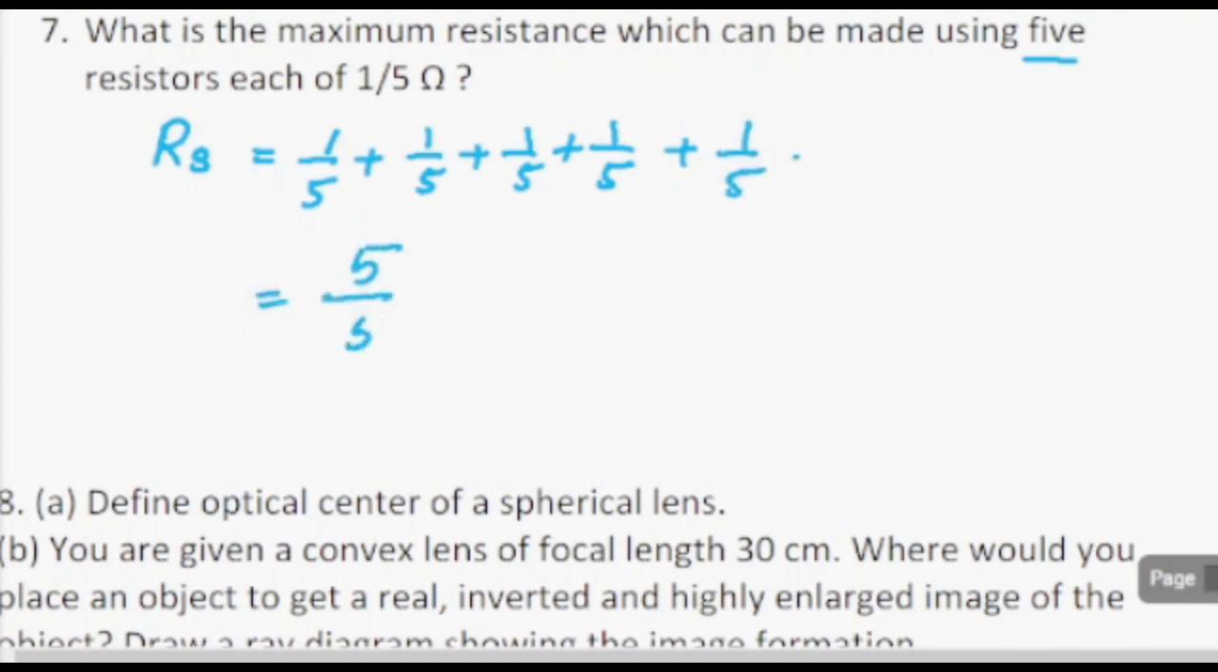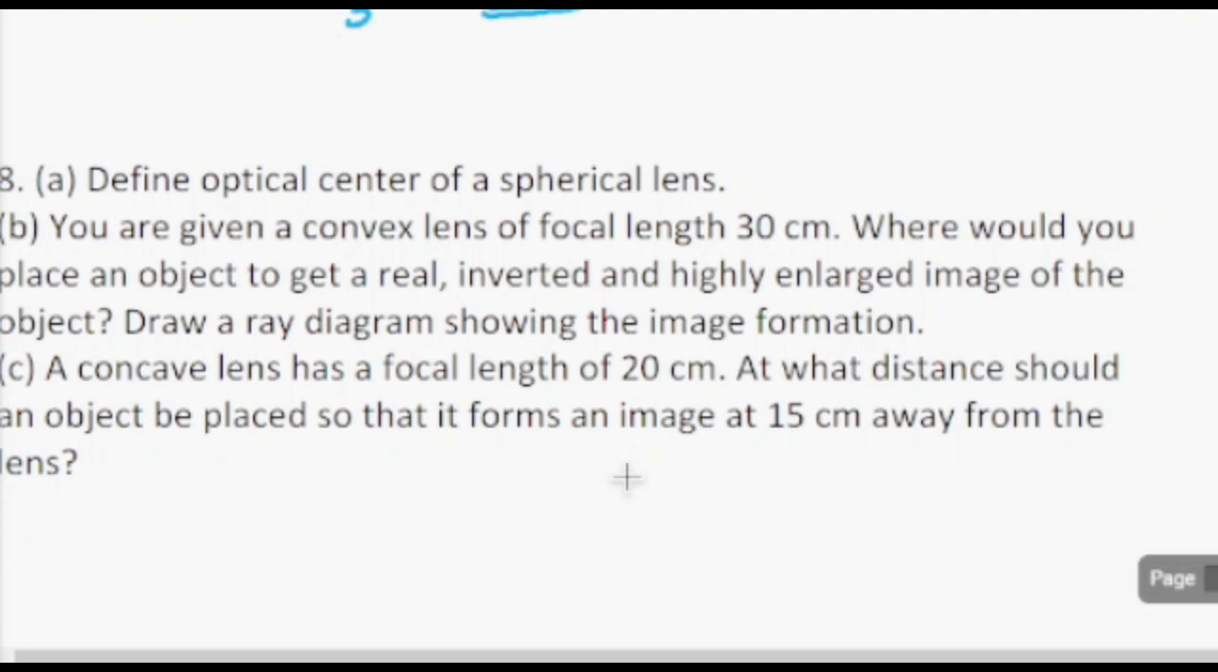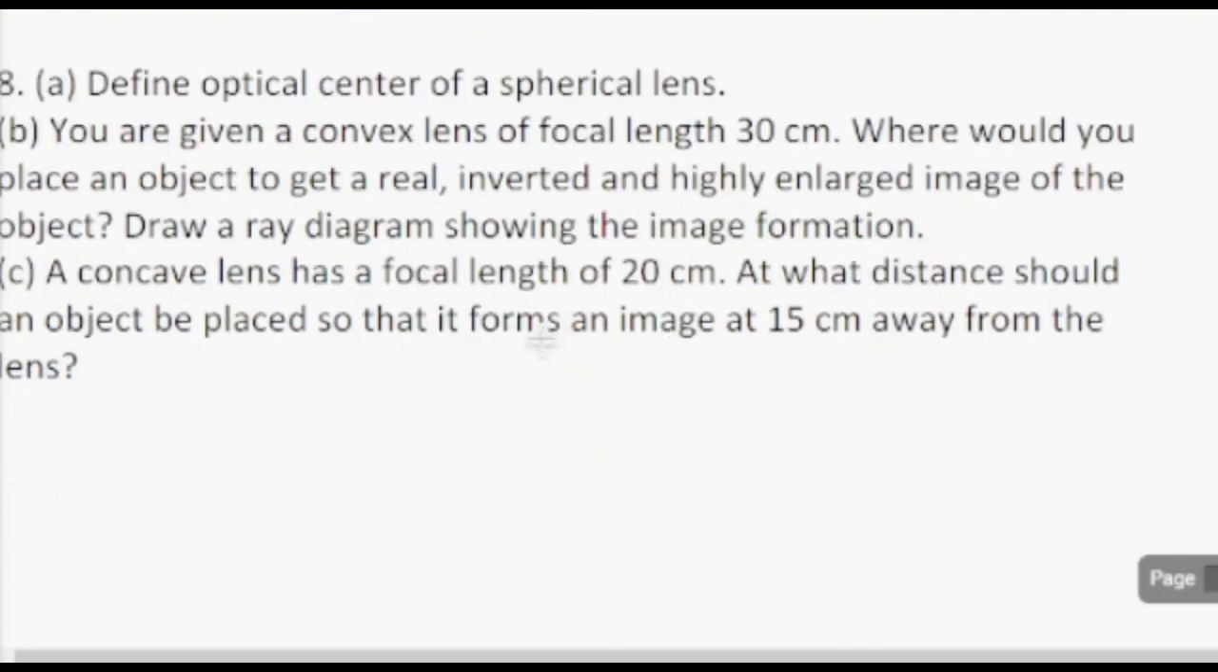Total will be 5 upon 5. So what is the answer? 1 ohm. Next question, define optical center of a spherical lens. Optical center is the central point of a lens through which a light ray passes without any deviation.